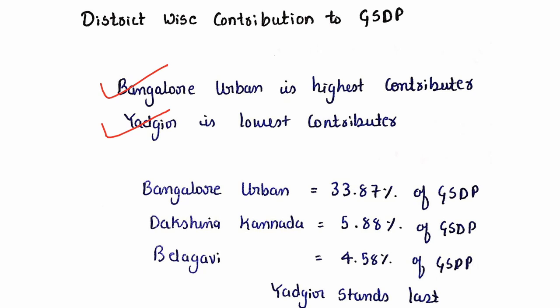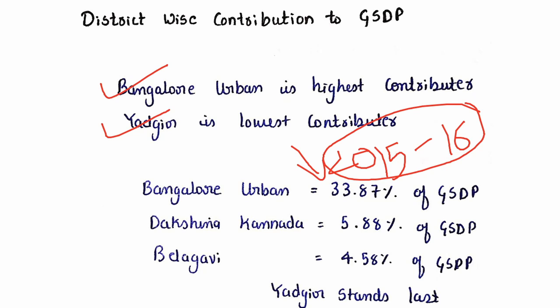These estimates are according to the 2015-2016 budget. So according to this estimate, Karnataka urban contributed highest, whereas Yadgir stands last. And the second highest contributor was Dakshina Kannada, and the third highest was Belagavi.